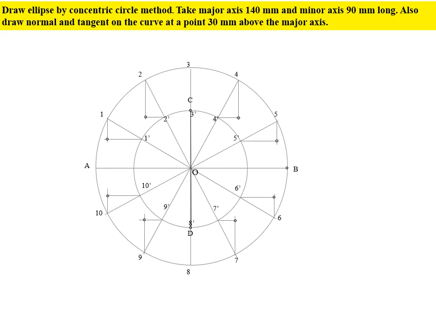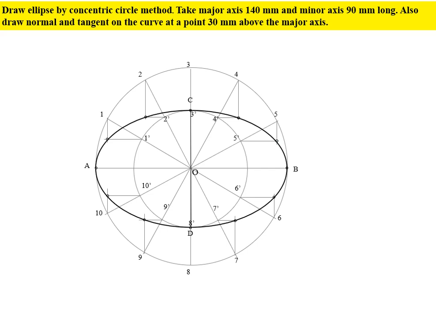After marking all these points, join them by a freehand curve starting from A through these points to D, and it automatically comes to ellipse form. Draw the freehand curve. This is called an ellipse. The name of this curve is an ellipse.